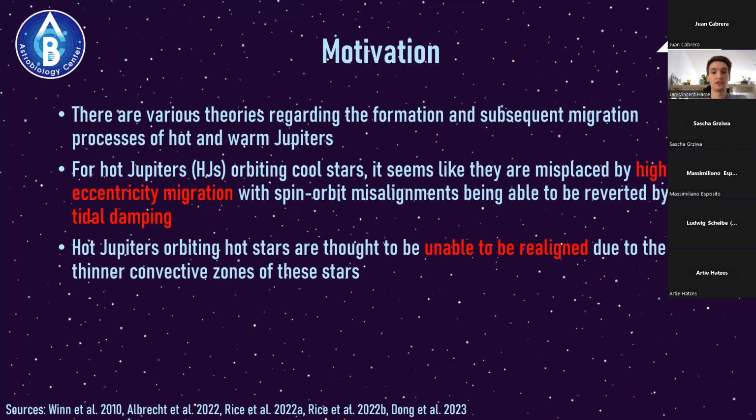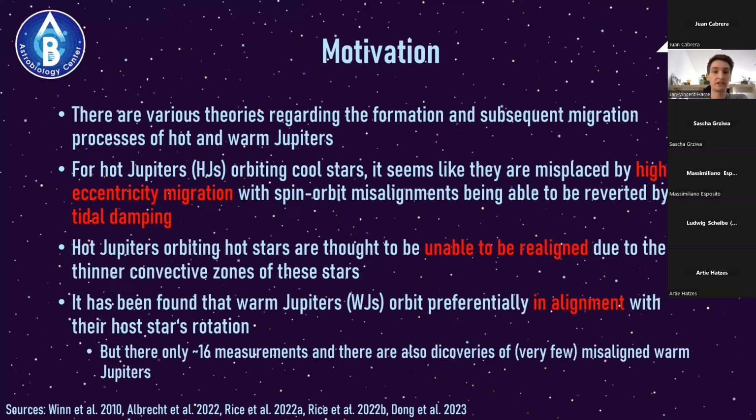And hot Jupiters orbiting hot dwarfs, so those with shallow convective zones, are thought to be not able to be realigned, because then the tidal damping processes will be more inefficient. And for warm Jupiters, it has been found that they orbit preferentially in alignment with their host star's rotation, completely disregarding the stellar temperature. But there are so far only about 16 measurements of those, and 2 of those show misalignment, but nevertheless.